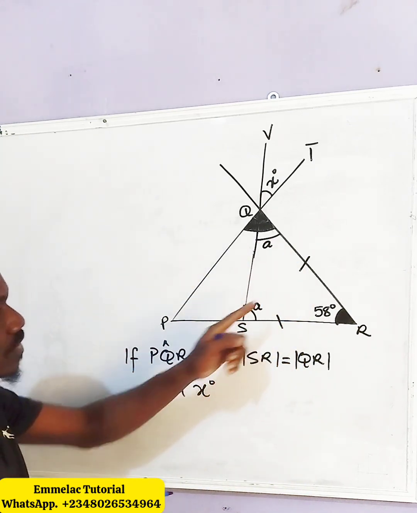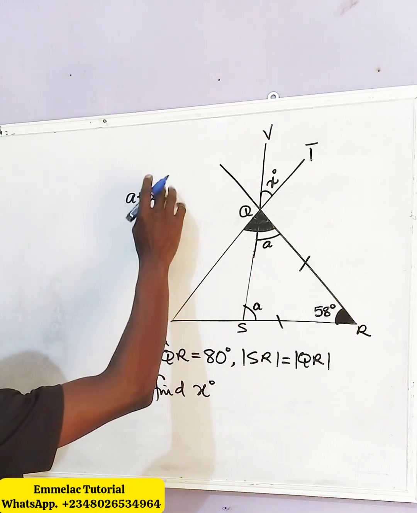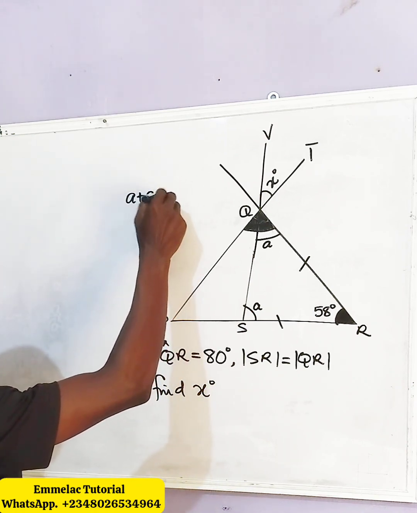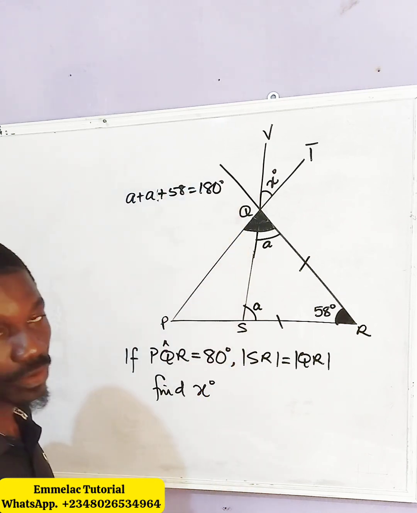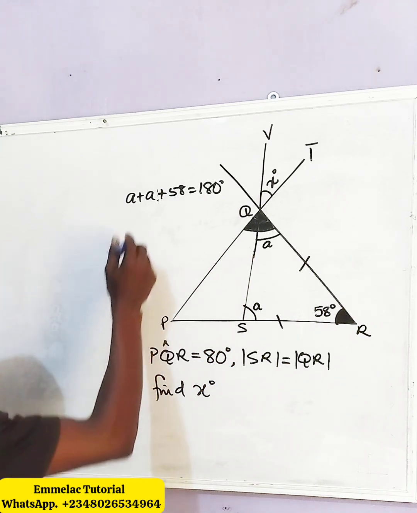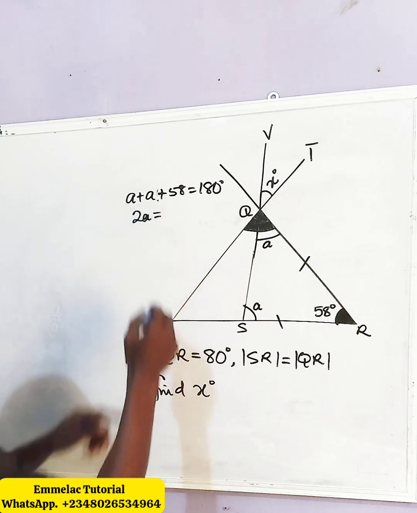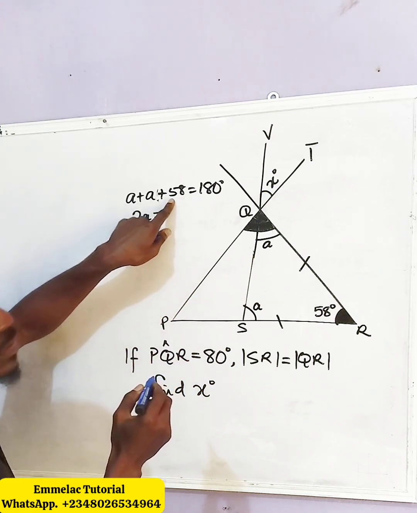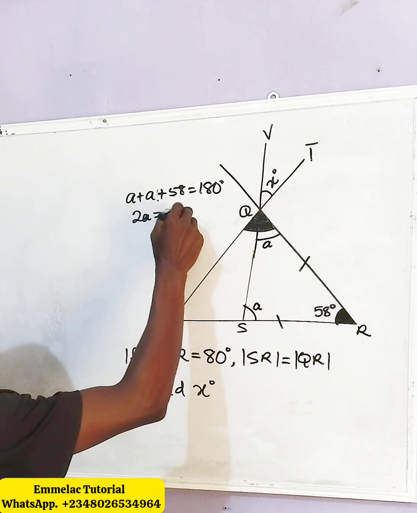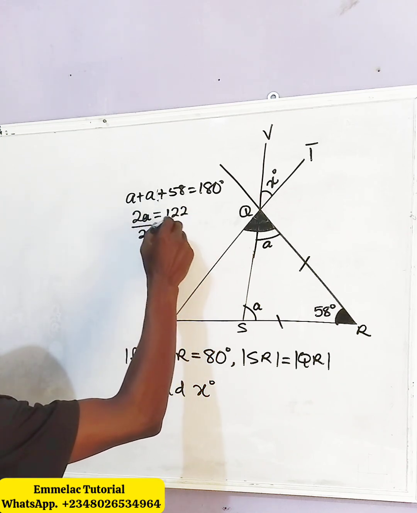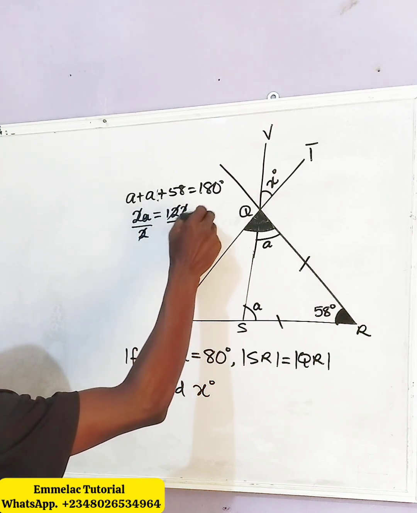Now, for us to get the value here, that would be A plus A plus 58, all give you what? 180, because the sum of angles in a triangle equals 180. So here we have 2A equals 180 take away 58, which will give us what? 122. Now divide both sides by 2, here 1, 2 here, 2 here, you have 61.